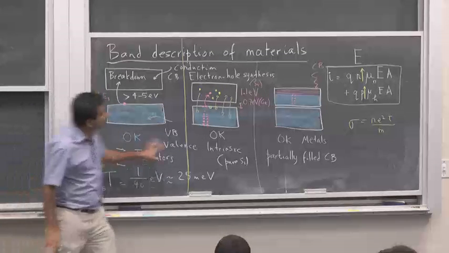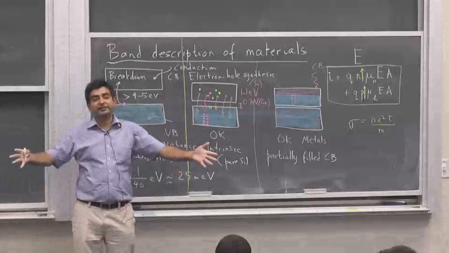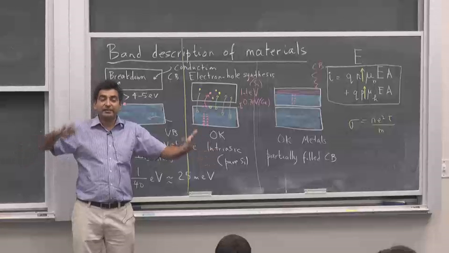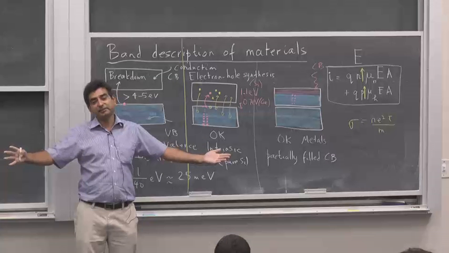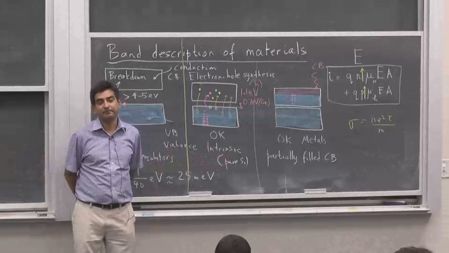So these are the three different main classes of materials that can be described. The conductivity can be described on the basis of the band model.